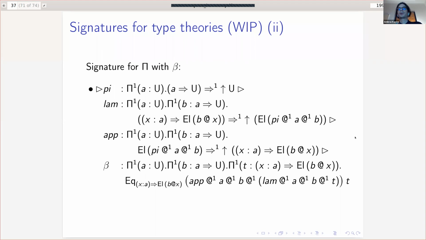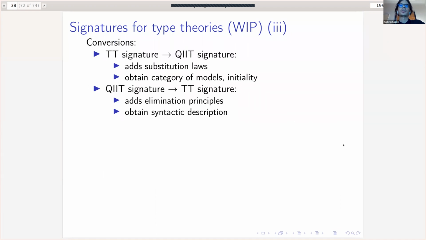And this is work in progress, but I expect that this way the notions of algebras, morphisms, and so on are the expected ones that you get using this method. And you can convert between type theory signatures and QIIT signatures as well. From a type theory signature, you can obtain a QIIT signature. And what this conversion does is it adds all the extra substitution laws, so it becomes much more explicit. But the nice thing is that from a type theory signature, you obtain a category of models, and you also have an initiality proof for that type theory.